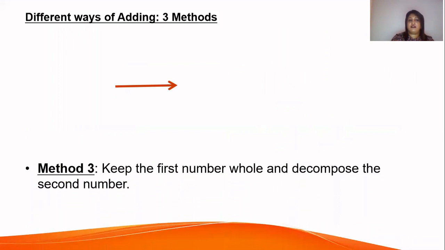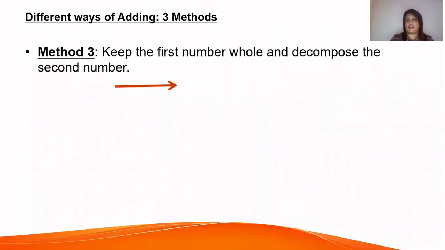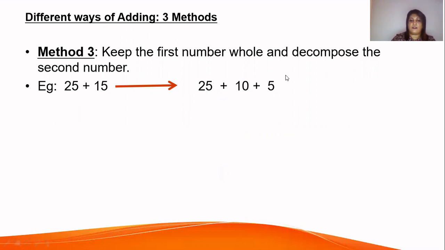The third method, you keep the first number whole as it is and you decompose the second number. Again, decompose means to break down the number. What does decompose mean? Break down the number. So let's look at the same example, 25 plus 15. So here again, I left the first number whole. I broke down the second number into 10 plus 5. So it's 25 plus 10 plus 5, which gives me 15.